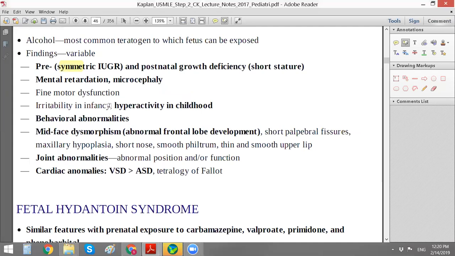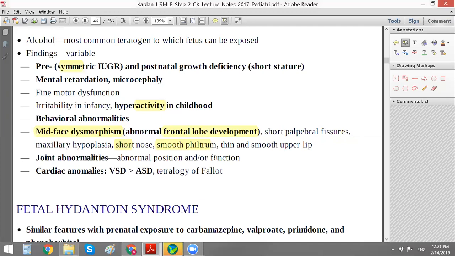Fine motor dysfunction, irritability in infancy, hyperactivity, yes, ADHD. They have learning problems, behavioral problems. Midface dysmorphism, abnormal frontal lobe development. Short palpebral fissures, maxillary hypoplasia, short nose, short philtrum, thin and smooth. This is very important: smooth philtrum, short nose, thin and smooth upper lip. Like a bow, I think the philtrum is like a Cupid's bow, something like that.